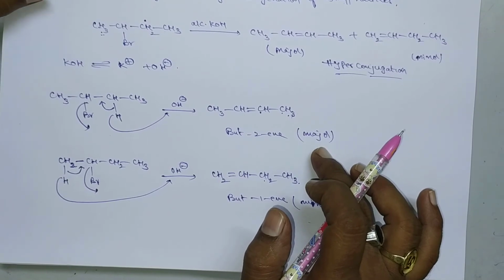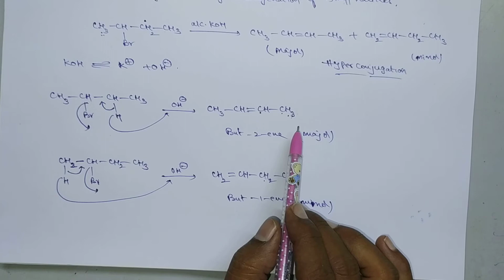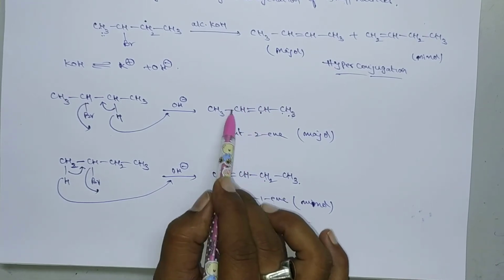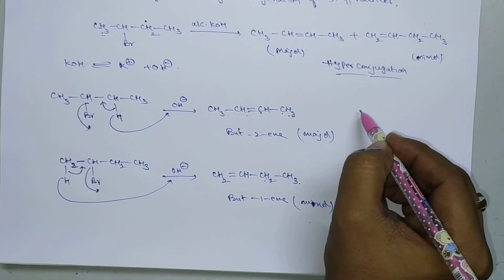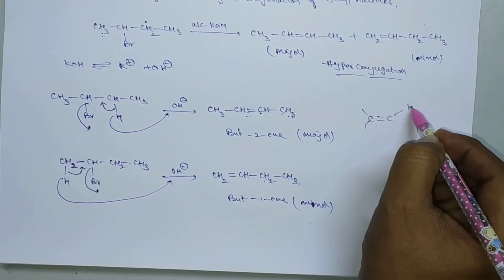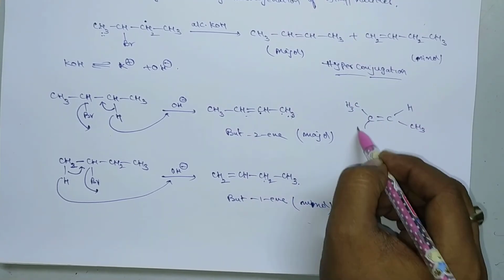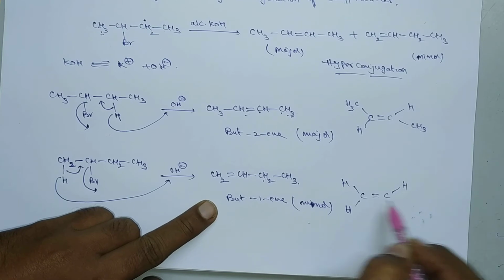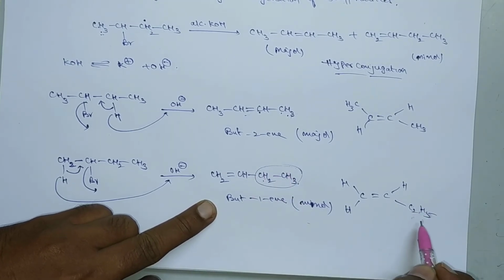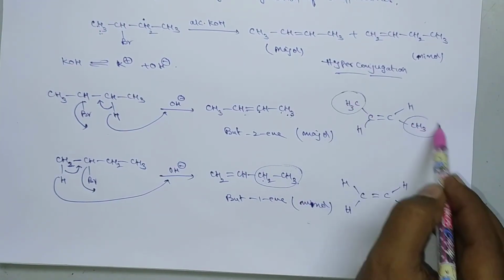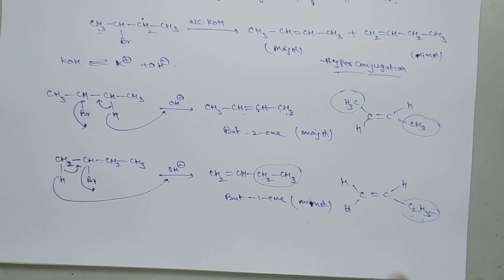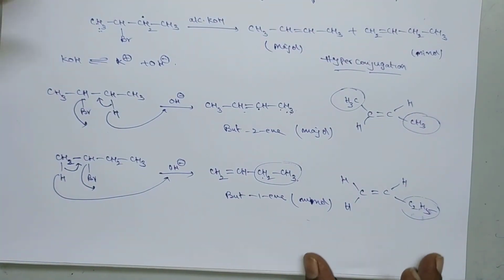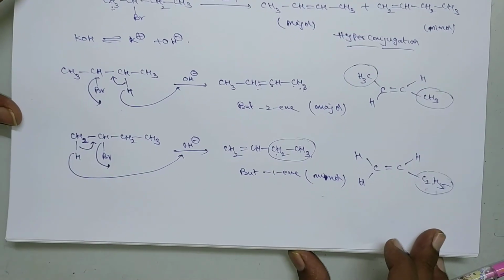Now Saytzeff's rule states that the highly substituted alkene is the major product. Here the alkene means the double bonded carbons. We can write this alkene like this: CH3, then C with 2 hydrogens, double bond C, 1 hydrogen and 1 ethyl group, C2H5. This is the ethyl group. Here this alkene has 2 substitutions, while here it consists of only 1 substitution. So this is the highly substituted alkene and this is the less substituted alkene. Saytzeff's rule states that the highly substituted alkene is the major product.